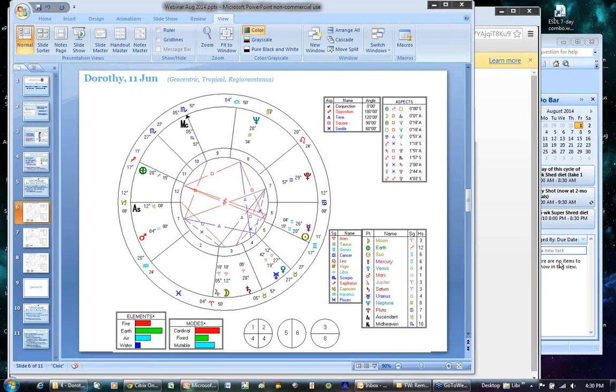So yes, it squares this and it creates a T-square there, but what is the important thing here with Saturn? Saturn is there to help you get structured, to help that mind of yours become disciplined. Isn't that what we all want to do, is discipline our mind so that we can learn, so that we can then apply what we do learn? It's a beautiful combination, really.